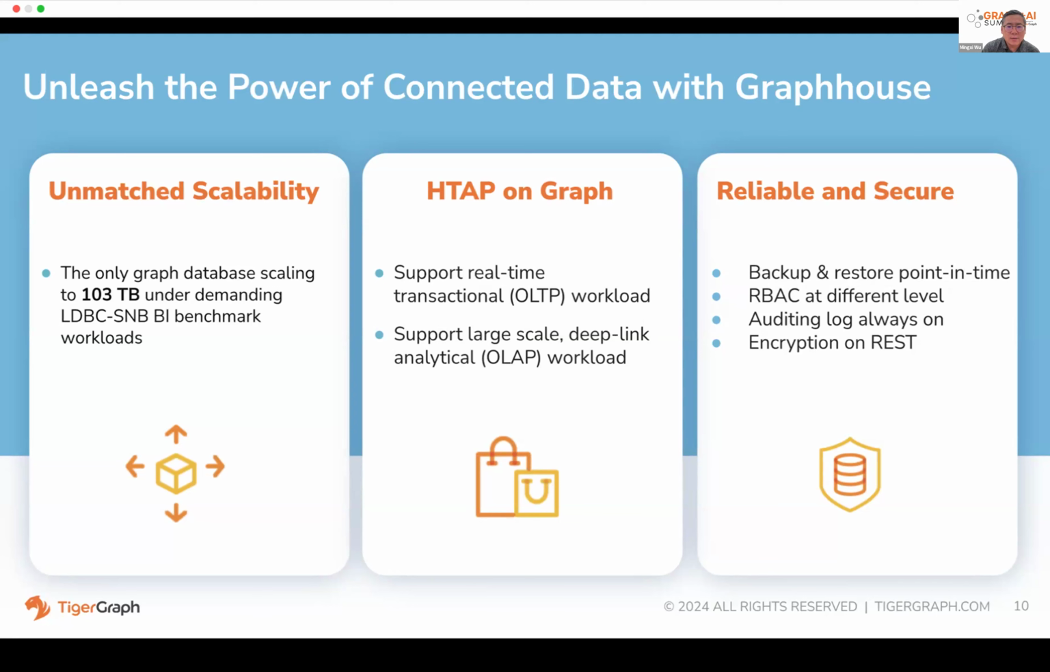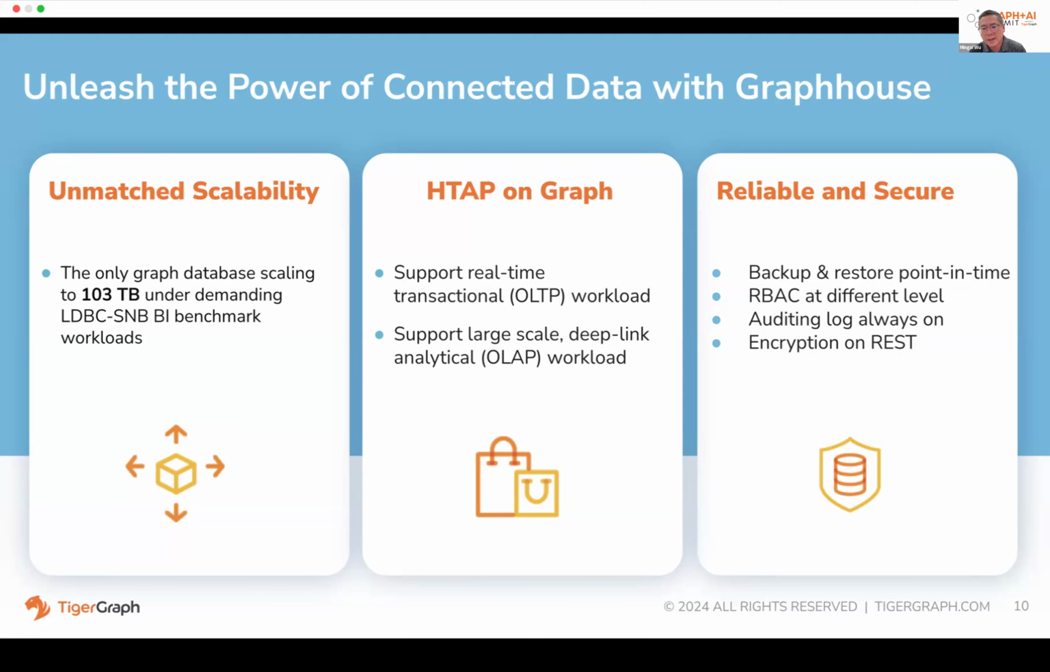And the second advantage of GraphHouse is that it can handle HTAP workloads on the graph database. And HTAP means hybrid analytic and transaction workload. And we can handle short queries or OLTP queries. And then we can also handle large scale deep link analytic queries, such as PageRank or 6-hop and more traversal of your data elements. And also GraphHouse is secure and reliable.